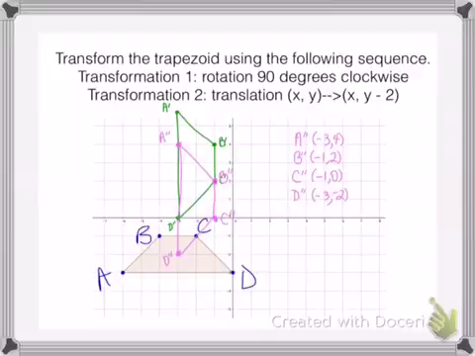When you translate it down 2 units, you should have gotten this last unit. Now again, notice that I translated it down from the original image. So there's my image, and here are my coordinates that I got when I subtracted 2 from the y coordinate.